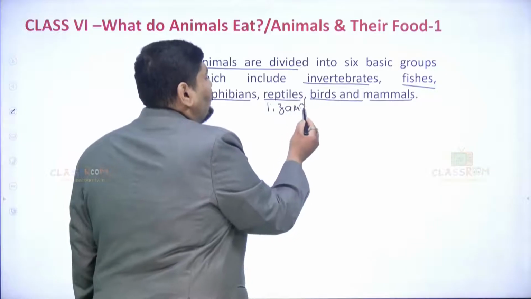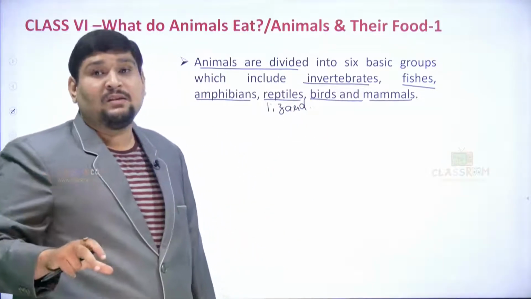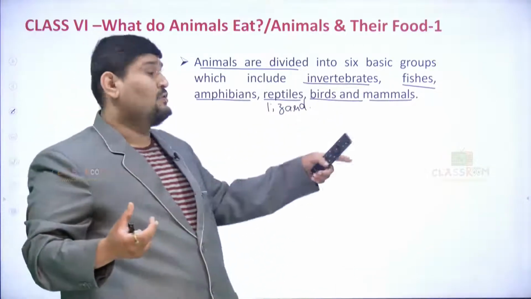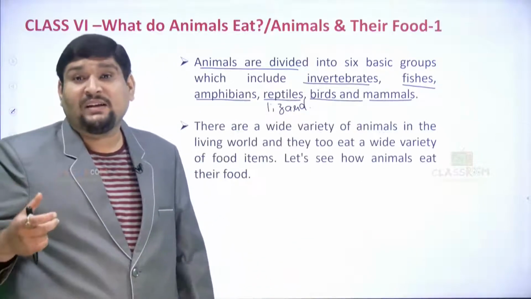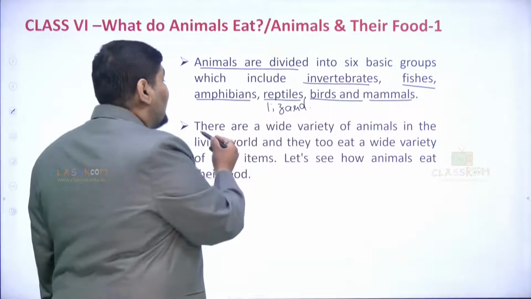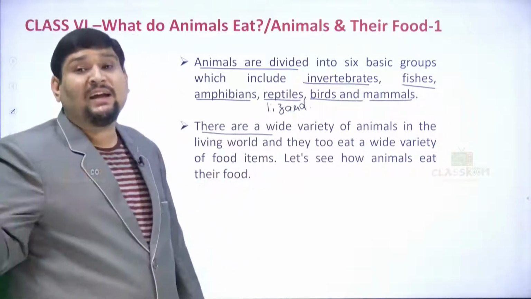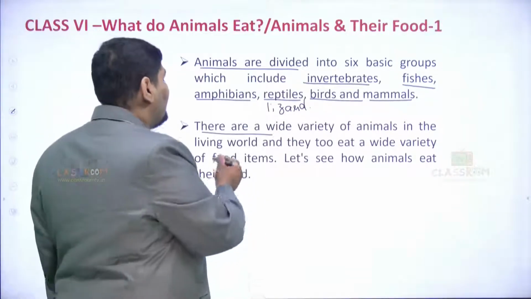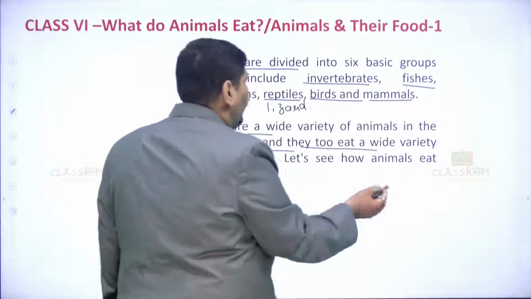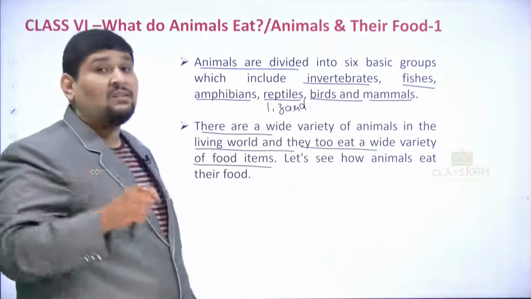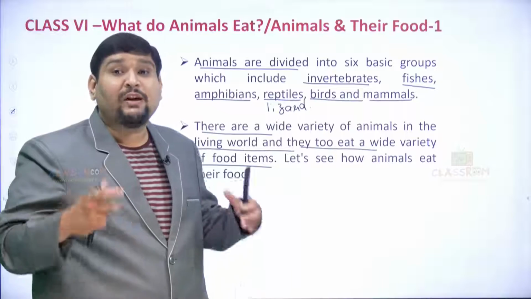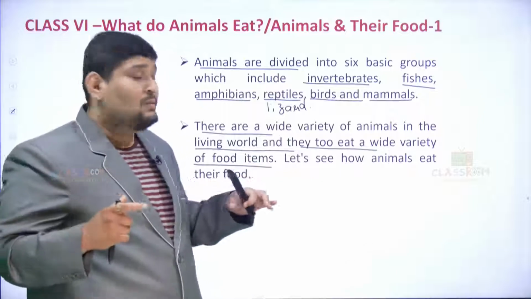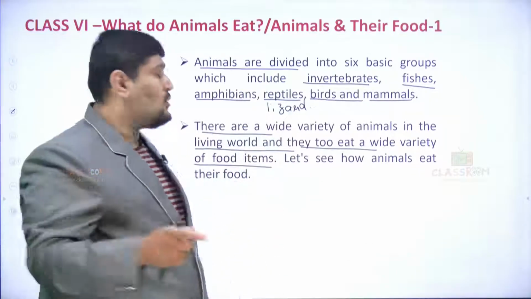All these are the different forms of existing animals, which have different modes and ways of taking food. Then there are birds and mammals, so we have classified and categorized them. There is a wide variety, a large number of varieties, of animals in the living world, and they eat a wide variety of food items.